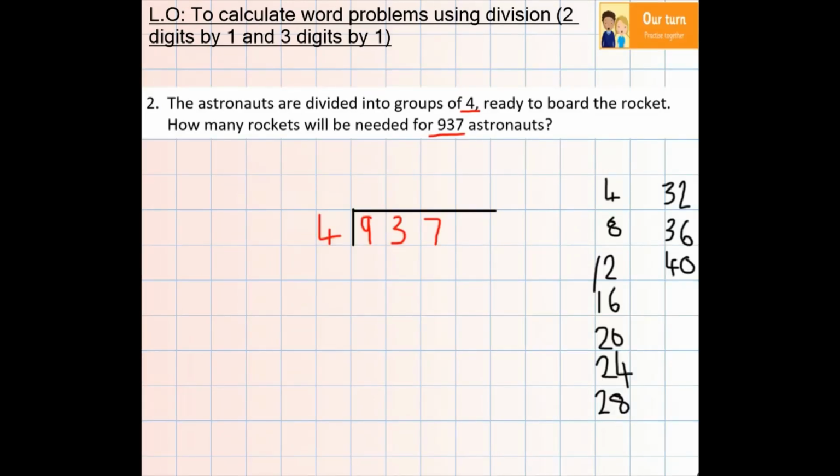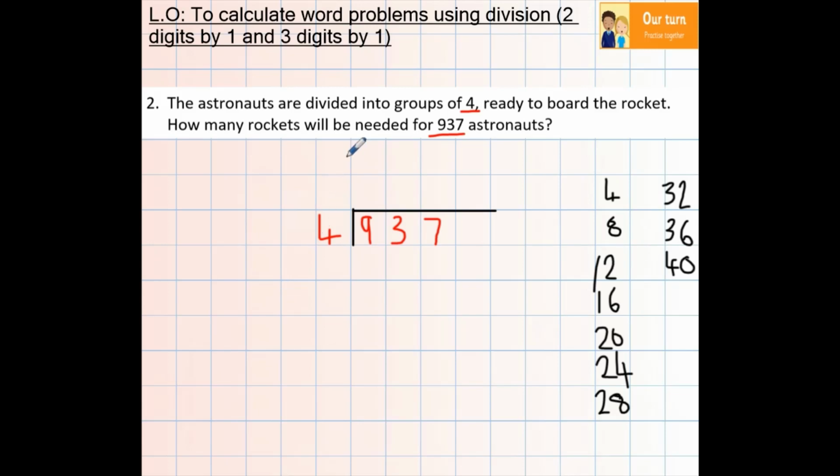Okay, so this is a your turn question, or an our turn question. So the astronauts are divided into groups of 4, ready to board the rocket. How many rockets will be needed for 937 astronauts? So pause the video now and have a go. I've even created the jottings of the 4 times tables down the side. Pause the video, have a go, unpause it when you're ready for the answers.